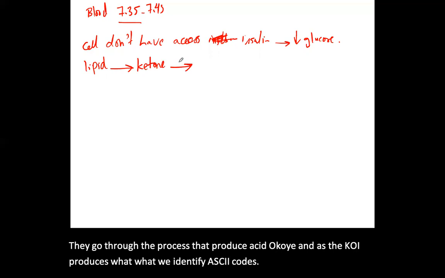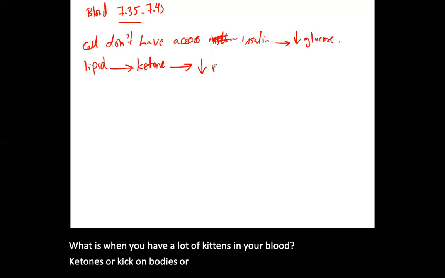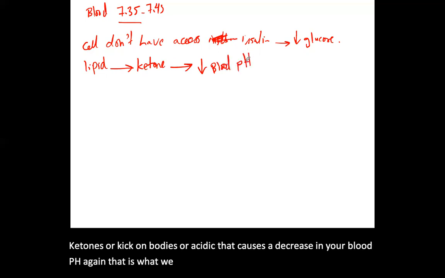What happens when you have a lot of ketones in your blood? Ketones or ketone bodies are acidic. That causes a decrease in your blood pH. And again, that is what we identify as diabetic ketoacidosis.